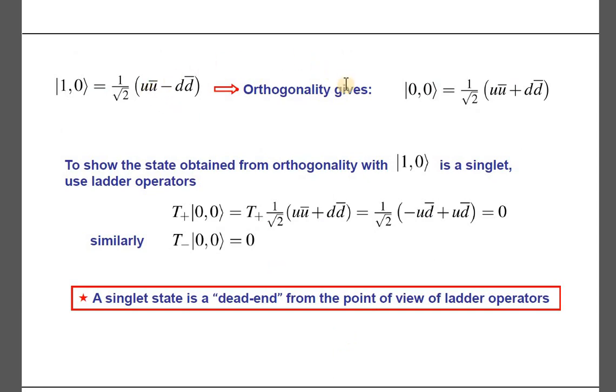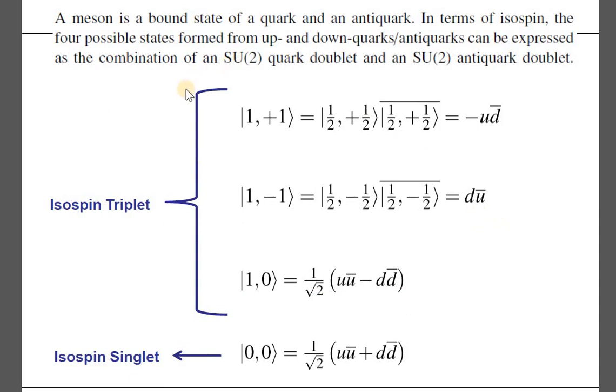Now from orthogonality, this is very simple, this is a plus minus sign and this is a plus sign, you get the 0 0 state. Now to show that the state obtained from orthogonality with 1 0 is a singlet, we have to use the ladder operator. And remember that a singlet state is a dead end, it sits in the one-dimensional representation, it is just alone. So if you apply t plus or t minus, it will yield 0. There is no other state to move forward to, right? And thus we have this complete identification of the flavor state functions.